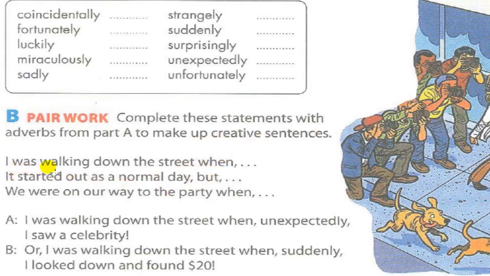Example, I was walking down the street when suddenly, and then you say suddenly, unexpectedly, unfortunately, surprisingly. When unexpectedly I saw a celebrity. I was walking down the street when suddenly I saw Adil Imam.